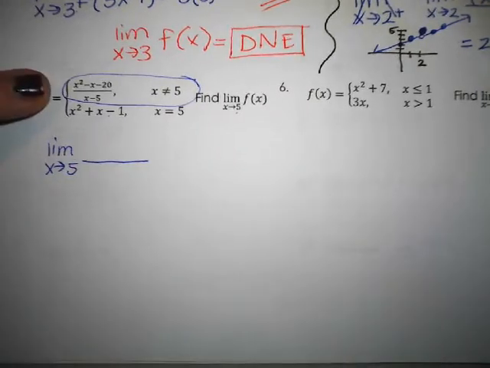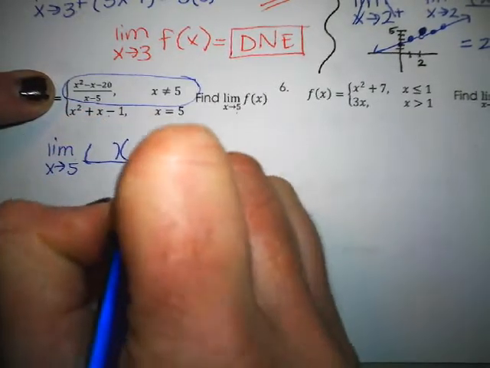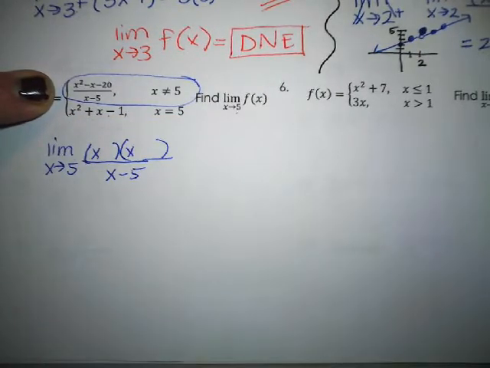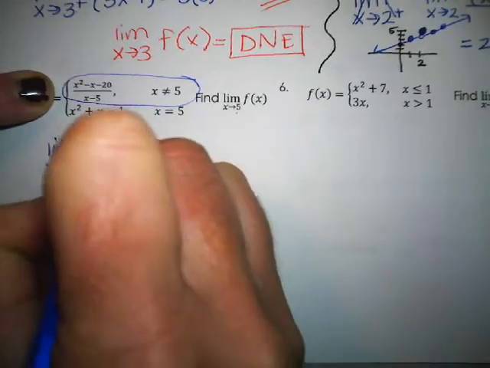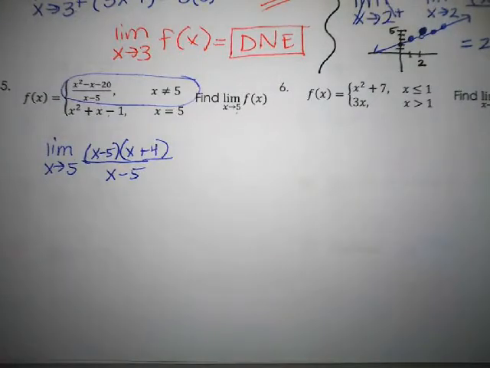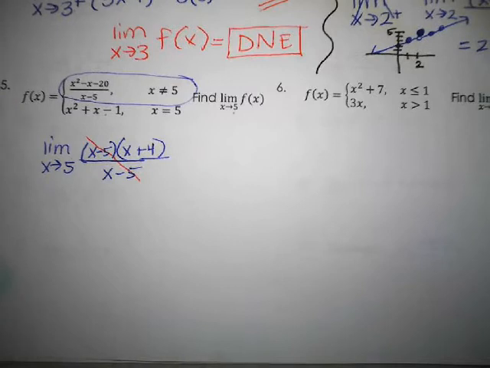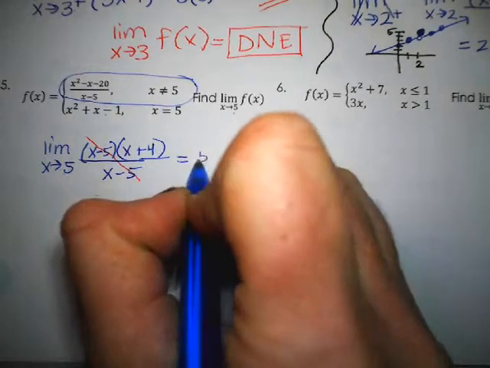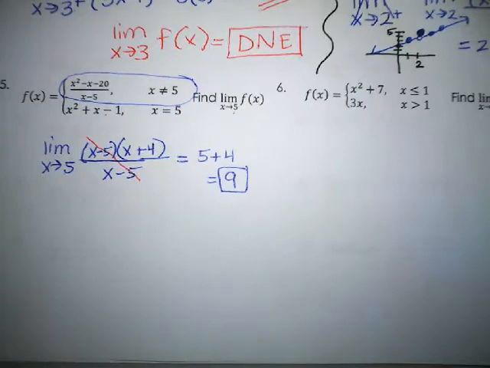And I'm also realizing that this right here can factor. And when you're finding a limit, you're allowed to factor. That's one of our methods. So I'm going to go ahead and just jump right in and start factoring. The top factors into x minus 5 and x plus 4. I see a common factor, slash them out. That means there's a hole, but that's okay. A hole can be the answer to a limit. And now I'm going to plug in. I'm going to plug 5 back in for x. 5 plus 4, and I get that my answer is 9.